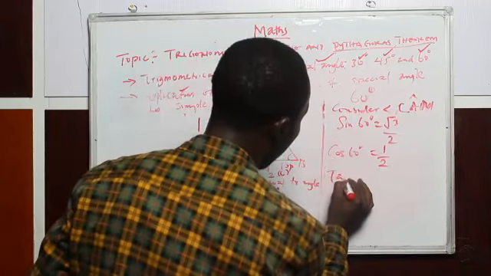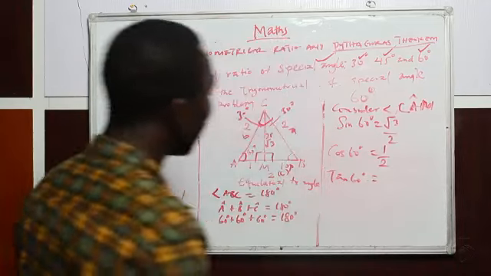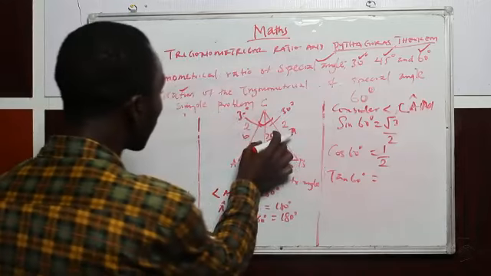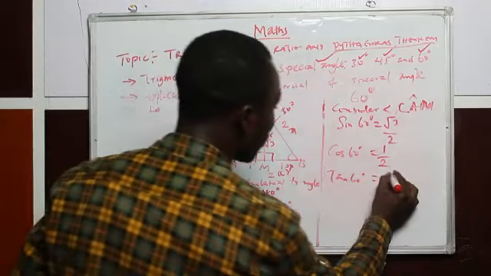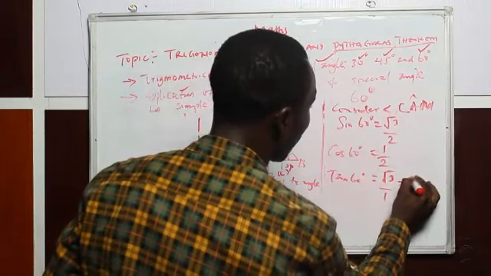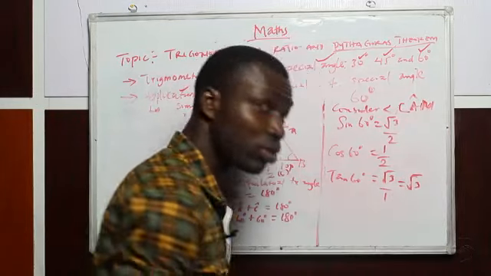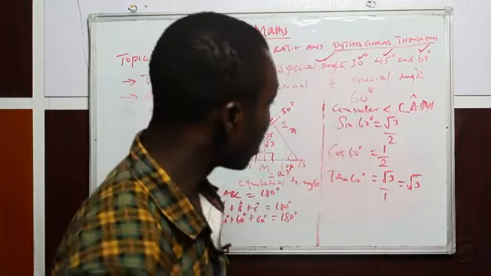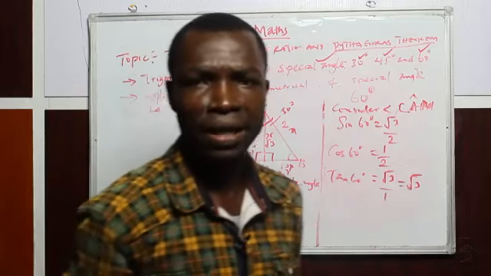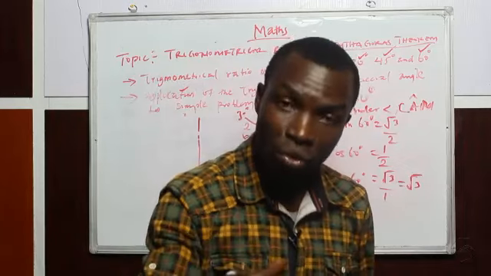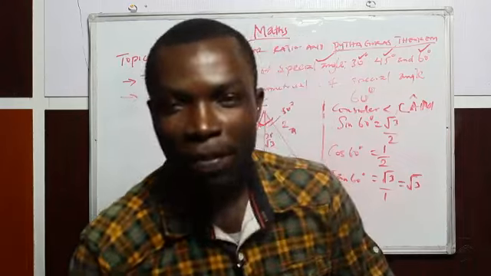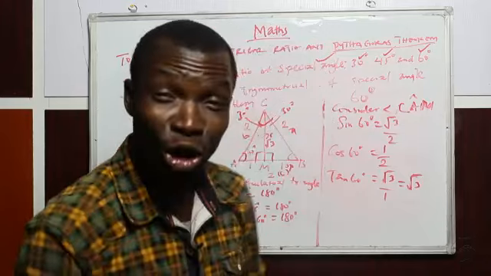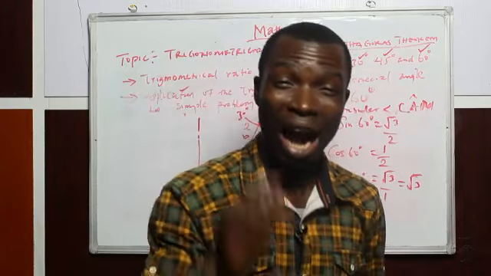Then we now have tan 60 degrees. What is tan 60 degrees? We said tan is what? TOA. That is opposite over adjacent, which is equal to root 3 over 1, which is equal to root 3. Check your calculator. What is root 3? Root 3 in your calculator is 1.732, which is absolutely correct. I am happy because you've understood how to calculate special angles without using a calculator, using the knowledge of the trigonometric ratio method and Pythagoras theorem.